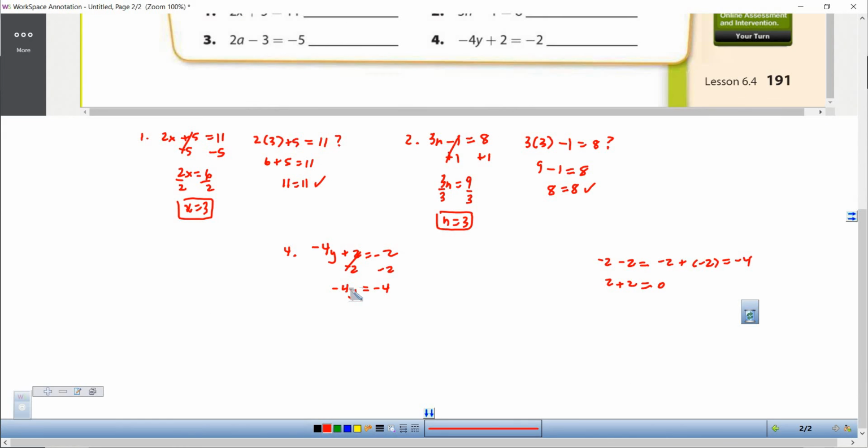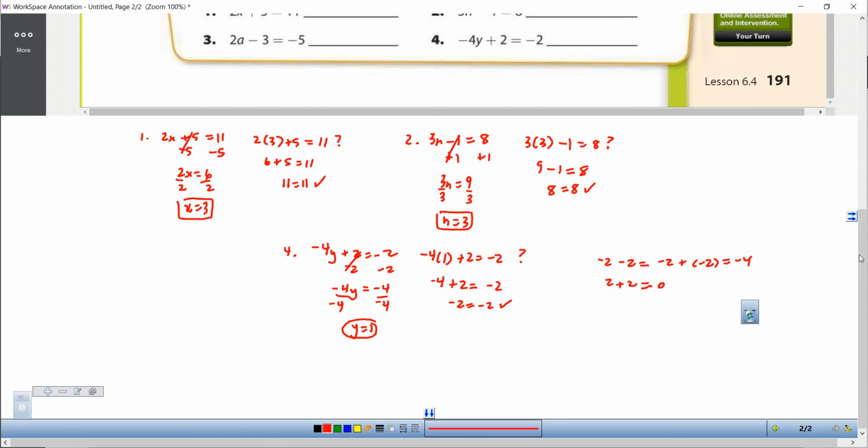All right, this is negative 4 times y. So what am I going to do? I'm going to divide by negative 4, and when I do that, I get y is equal to 1. Here we go. Negative 4 times 1 plus 2 equals negative 2. Let's see if it actually checks. Well, negative 4 times 1 is negative 4. Negative 4 plus 2 gives me negative 2 equals negative 2.